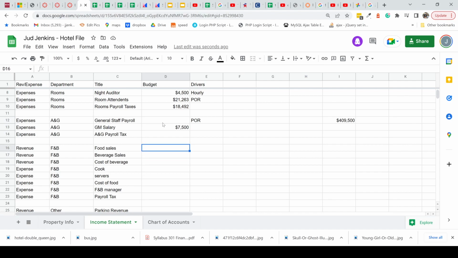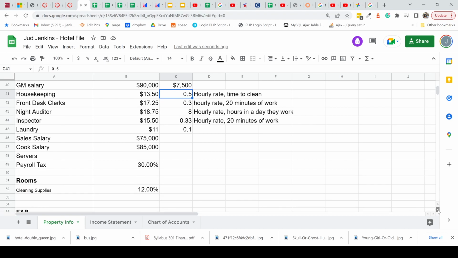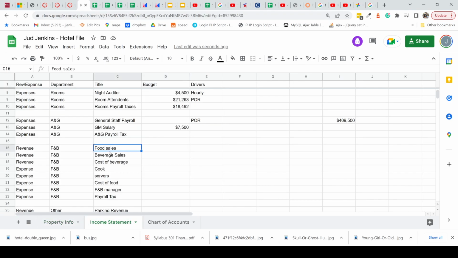All right. Food sales is an interesting one. So let's make sure we have food sales over here. Okay, we're going to go to our information. Food sales should be called dinner revenue. So that's one thing that I need to change. This should be called dinner revenue because food sales is a tricky word. It's not really sales, it's revenue. Okay, so I just screwed up on that.